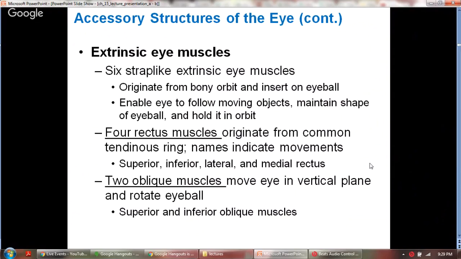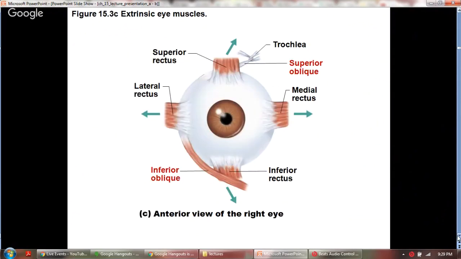There are 4 rectus muscles which originate from the common tendinous ring. They are the superior, inferior, lateral, and medial rectus muscles. There are 2 oblique muscles that move the eye in the vertical plane and rotate the eyeball. They are the superior and inferior oblique eye muscles.